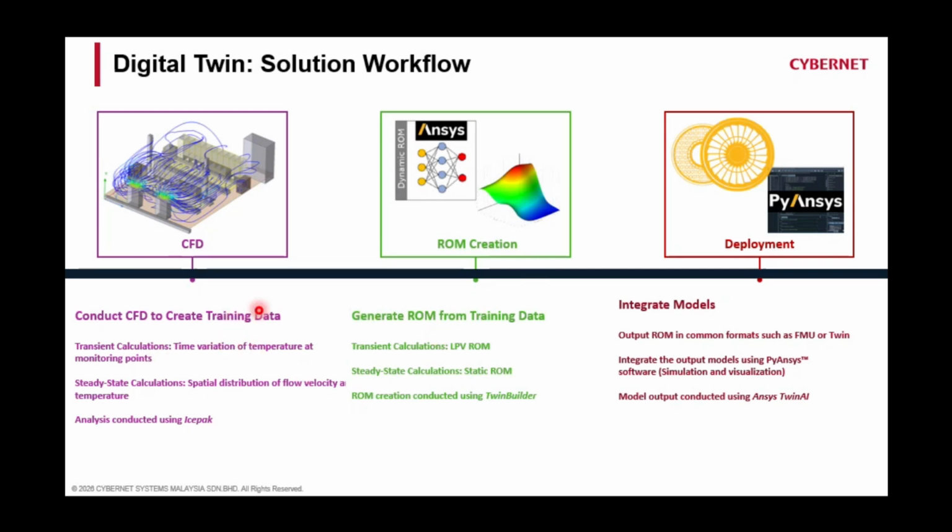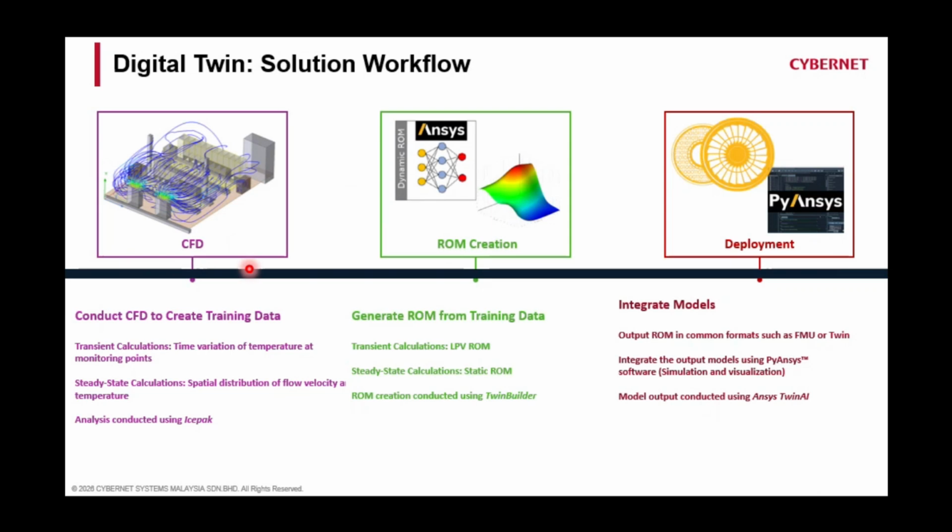Then once you have all this training data from the simulations, you are going to convert it into what we call a ROM, the reduced order model. Why we need this is because, as I mentioned, if you're using CFD analysis, it takes time to solve all this, right? So it's not instant enough. Whereas for a digital twin of a data center, we need the instantaneous live result.